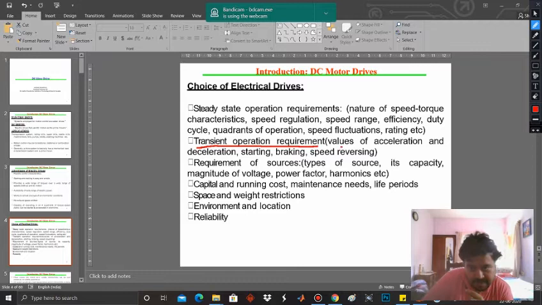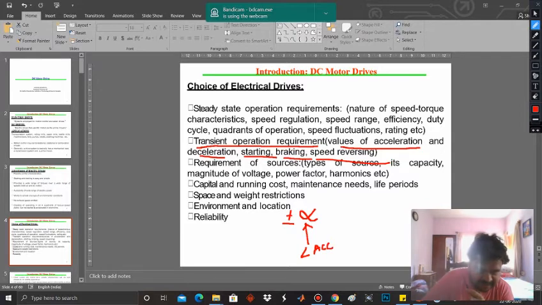So the values of acceleration and deceleration, this is important. Then the starting and braking, these two things have to be there, and speed reversal. That means angular acceleration, it can be positive and it can be negative, and this angular acceleration is denoted by alpha. This is angular acceleration.